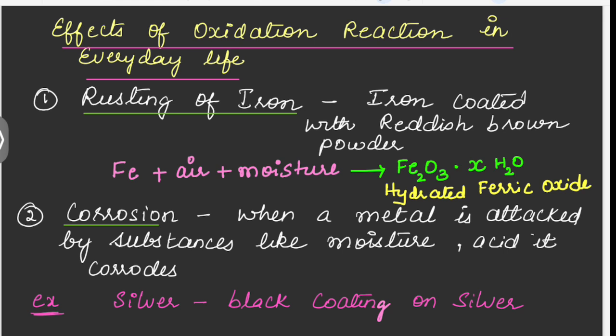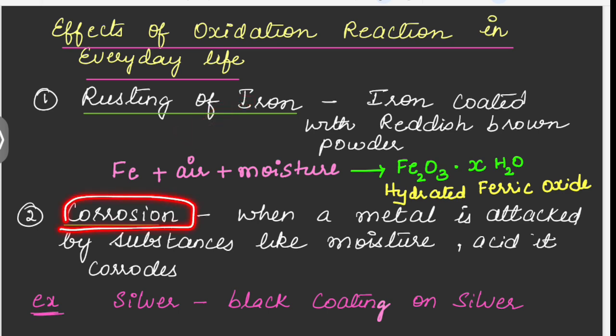Even if one component is absent, suppose there is no moisture, then no rusting will take place. Suppose there is no air, mainly the oxygen in the air. If there is no oxygen, will rusting take place? The answer is no, rusting will not take place. For rusting of iron, three components are important: iron, air, and moisture. If all three are present, then rusting will take place. Rust is nothing but hydrated ferric oxide, that is Fe2O3 X times water. So this is one effect.